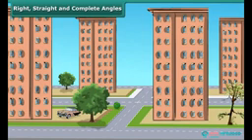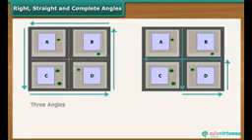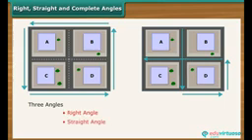Right, straight, and complete angles. There are 4 pockets A, B, C, and D in a residential locality. The 4 pockets are located like this. Rajiv lives in pocket A and is a fitness freak. Every day in the morning he jogs in and around the residential complex. Let us see the 2 different routes he takes. While jogging, Rajiv makes 3 different angles. They are right angle, straight angle, complete angle.